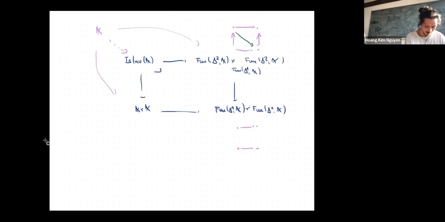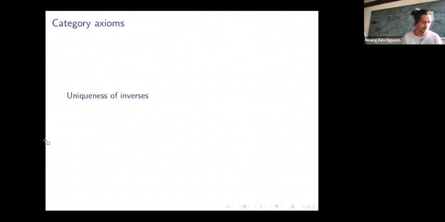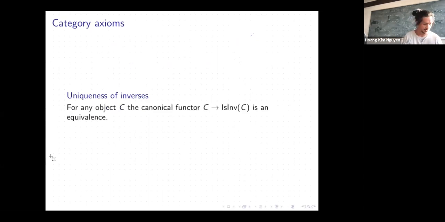And it also maps to fun delta 1. So that's the object witnessing those arrows which have a left and a right inverse. And then finally, another axiom should be that for any object now called C, the canonical functor from C to its inverse is an equivalence. That's kind of like a completeness condition, and then the point is that it relates having inverses with our previous definition of being a groupoid.